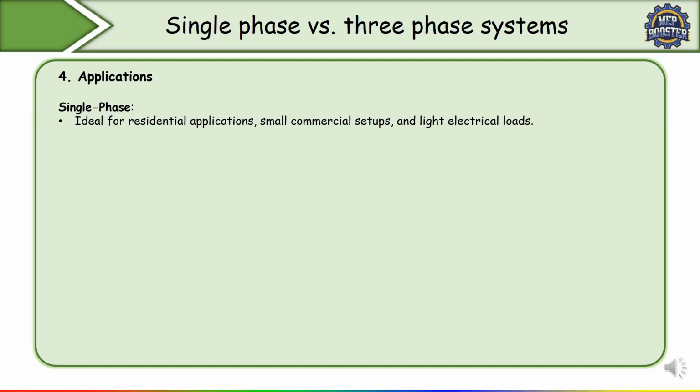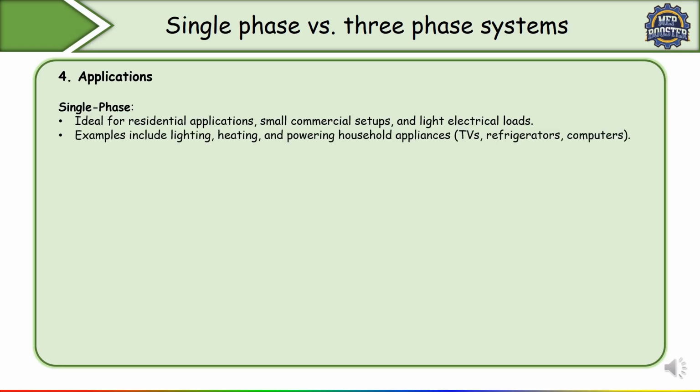In lighting, normally we have LED bulbs, tube lights. And in heating, which type of equipment? Geysers, electrical heaters, and appliances like TVs, refrigerators, fans, washing machines, computers, etc. Okay. Is it clear? So it is best suited for residential use, small offices or light commercial settings. Yes, some examples are given.